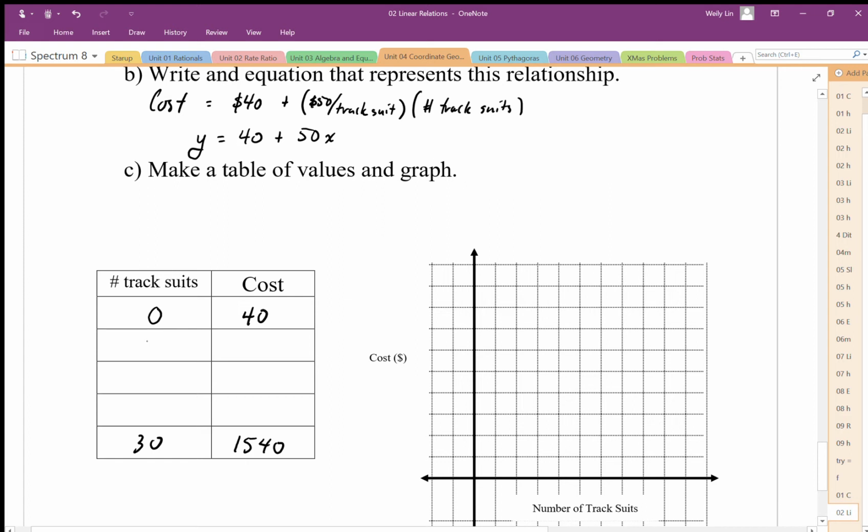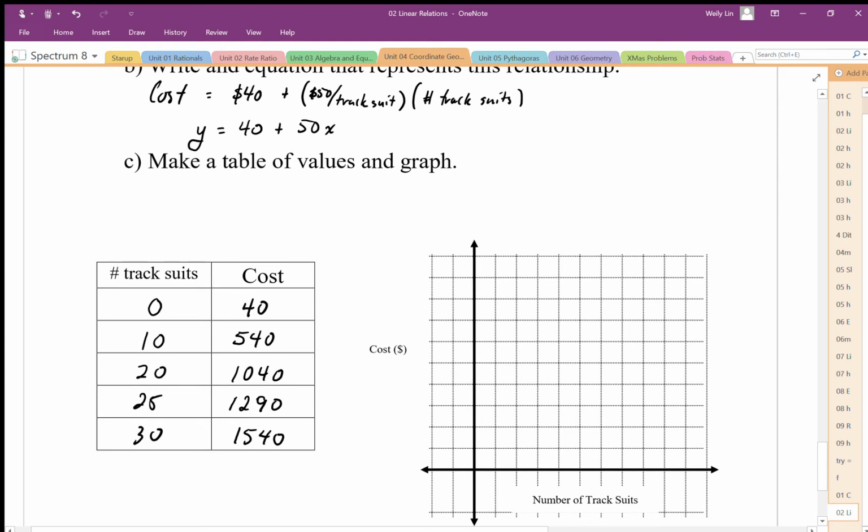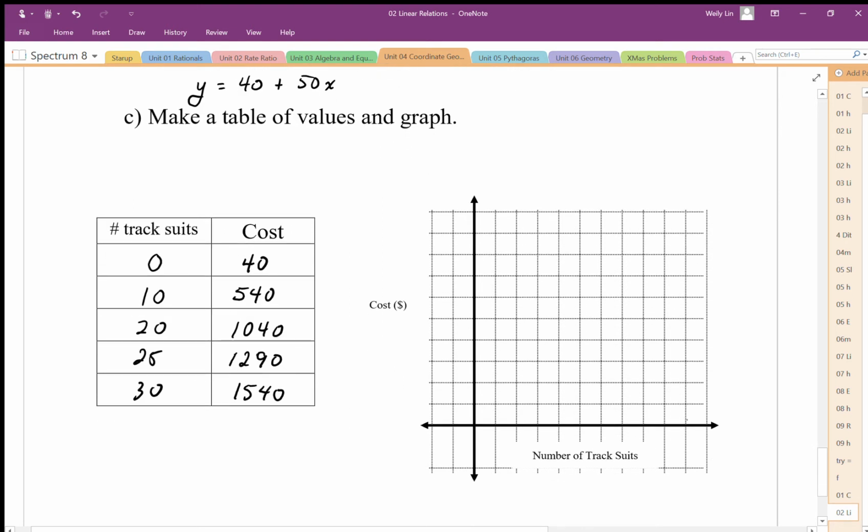So maybe I'll put in a few other numbers here, 20, 25. So 10 tracksuits will cost $500 plus 40, so $540. 20 tracksuits will cost us $1,000 plus the $40. 25 tracksuits will cost, looks like $1,250 plus the $40.